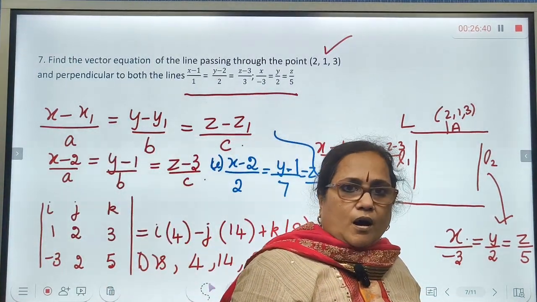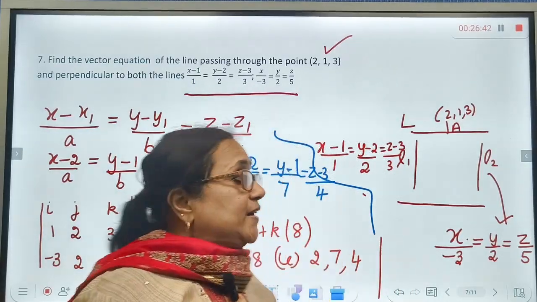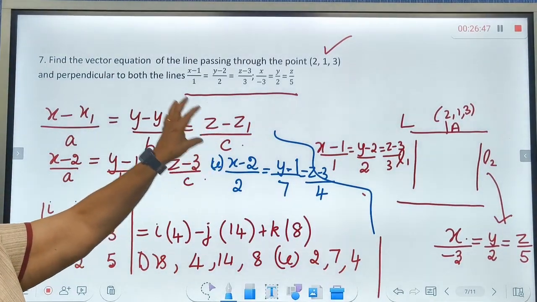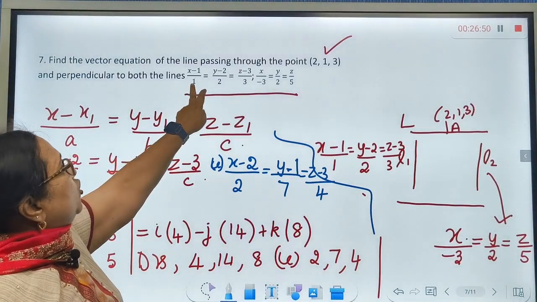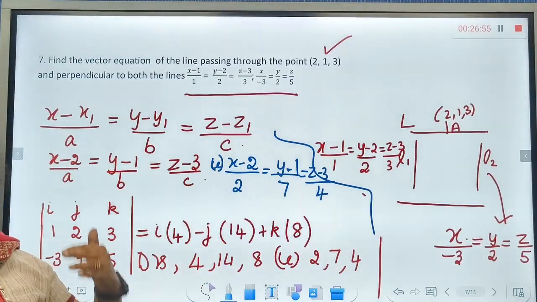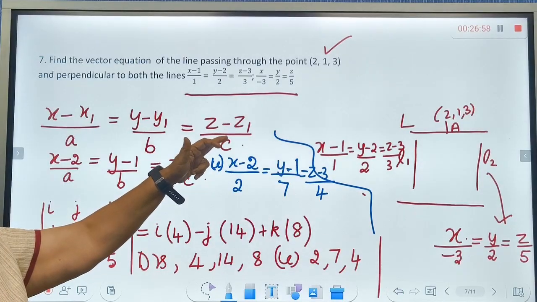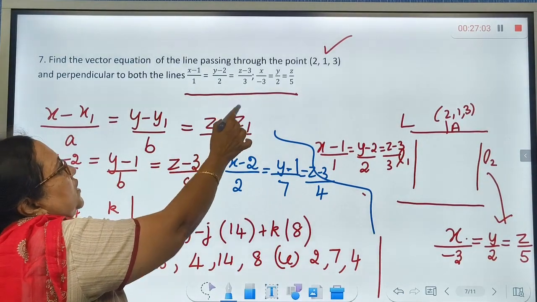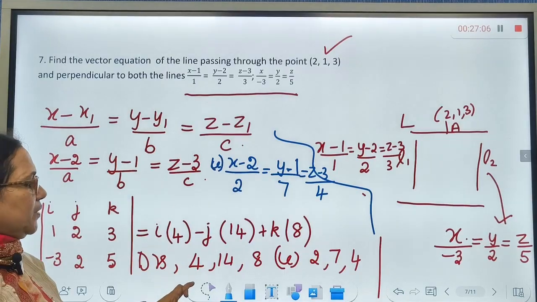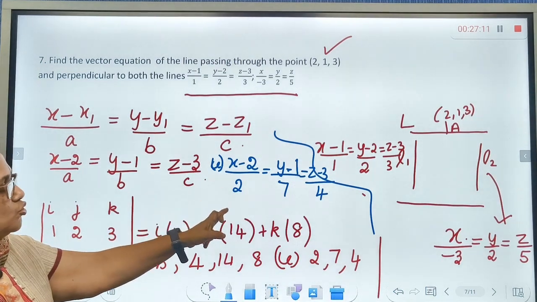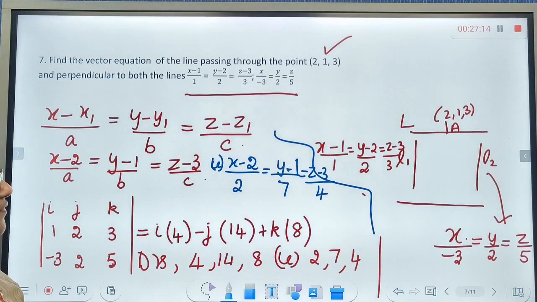So do you understand how to write the equation of a straight line which is passing through a given point and perpendicular to two lines? If it is perpendicular to two lines, it is perpendicular to this vector and this vector. Their cross product is also perpendicular to the two given vectors. Therefore, the given line will be parallel to the cross product of 1, 2, 3 and minus 3, 2, 5, which is 4, 14, 8, that is 2, 7, 4. So the equation of the line is x minus 2 by 2 equal to y minus 1 by 7 equal to z minus 3 by 4.